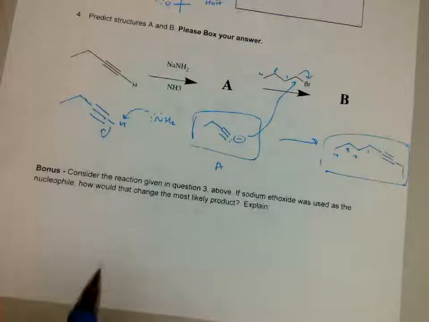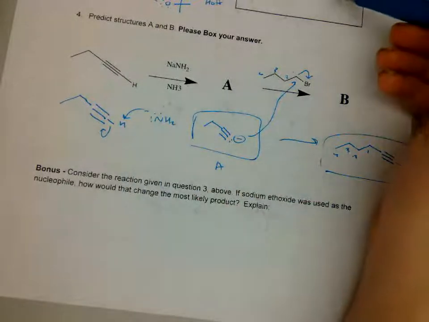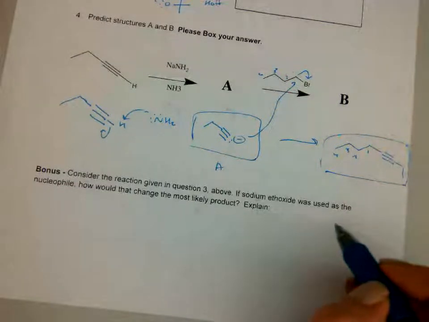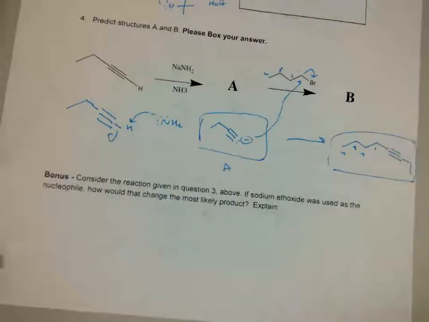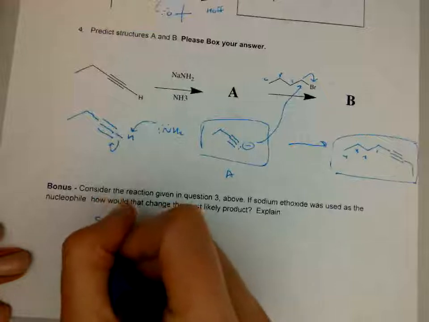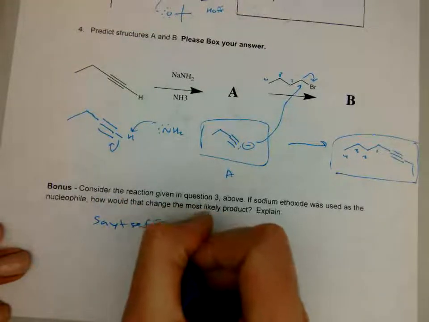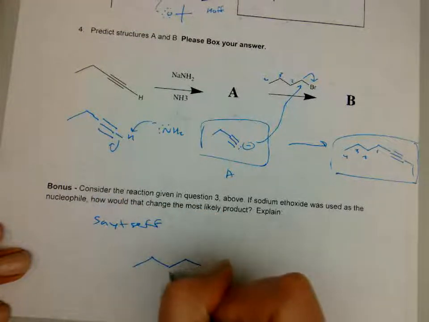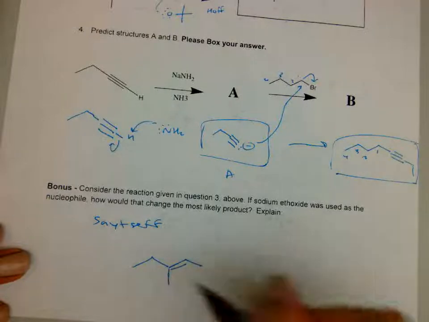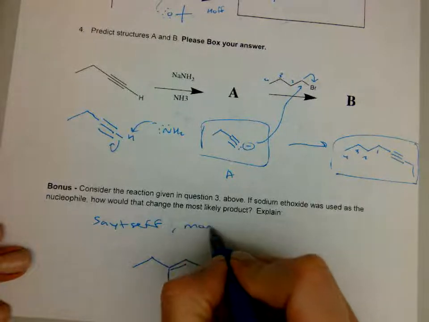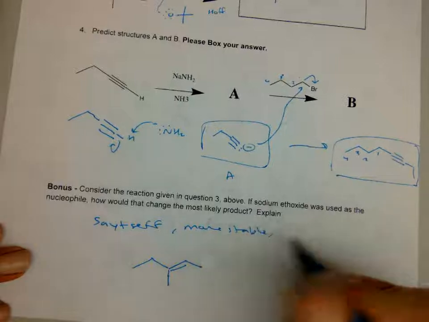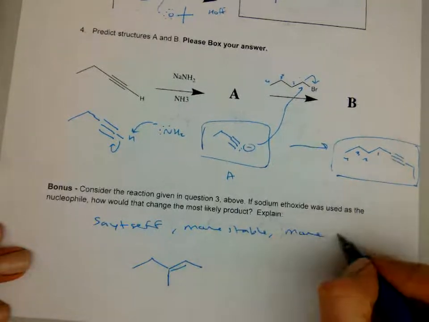For the bonus question, consider the reaction given in question 3 above. If sodium methoxide was used as the nucleophile, how would that change the most likely product? So it would give the Zaitsev product instead. You could have explained this with words or drawn it, but it would make the more stable one because it's less bulky. So it's not going to give you the Hofmann product.